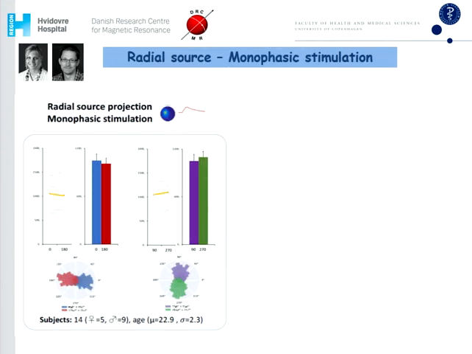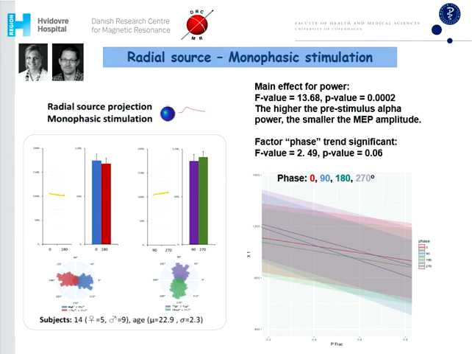And the last study was using a radial source projection. So we only looked at the radial source, we didn't allow for tangential sources. And again, we didn't find any effects when we used just a simple random effects analysis. But if we then consider the power, then we see a power effect, which is the one you would expect from the monkey studies. So that's from the in vivo studies. Here it's a reduction related to power. So the more power you have, the less your MEP amplitude.